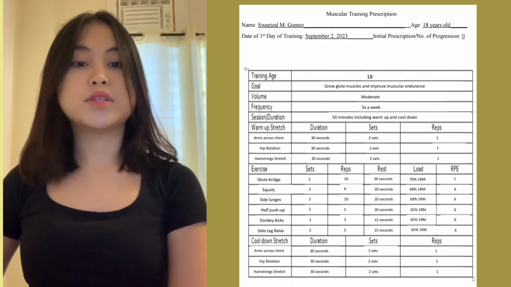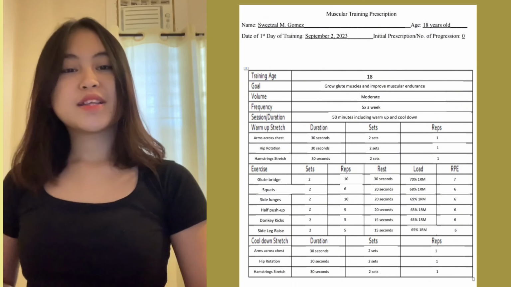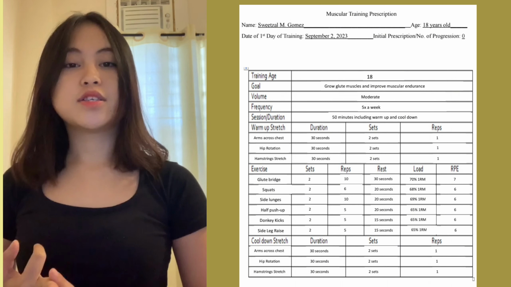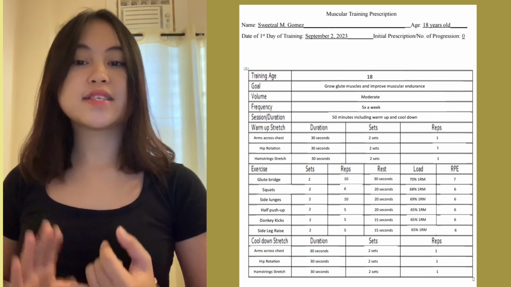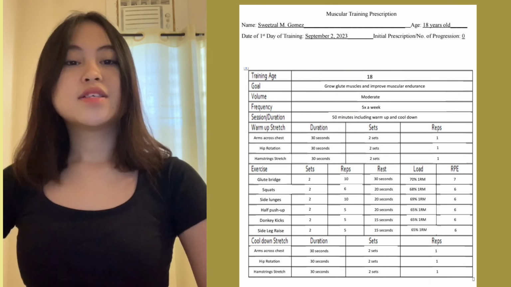In the routine, I first did the 3 warm-ups: the arms across chest, hip rotation, and then hamstring stretch. That is 30 seconds each with only 2 sets and 1 repetition. Now next is the exercise proper. I did the glute bridge, squats, side lunges, half push-ups, donkey kicks, and the side leg raise. For the glute bridge, I did 10 repetitions with 2 sets with a 30-second rest. The load for that is 70%, and my perceived exertion is 7 because as a beginner, it is very hard.